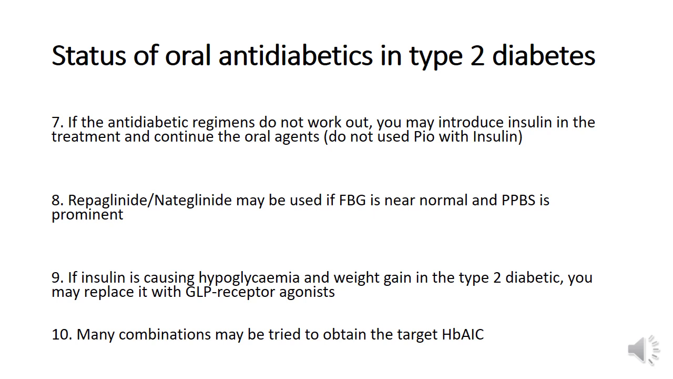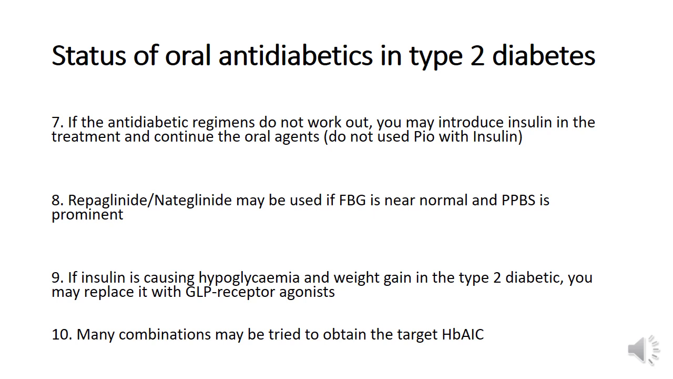Now, if certain patients have near normal fasting plasma glucose levels, but a prominent or high postprandial blood glucose levels, you may think of using repaglinide or nataglinide before the meal to control the meal associated glycemia. If the type 2 diabetic on insulin has issues like hypoglycemia and weight gain with the insulin preparations, you can think of substituting the insulin preparations with GLP-1 receptor agonists.